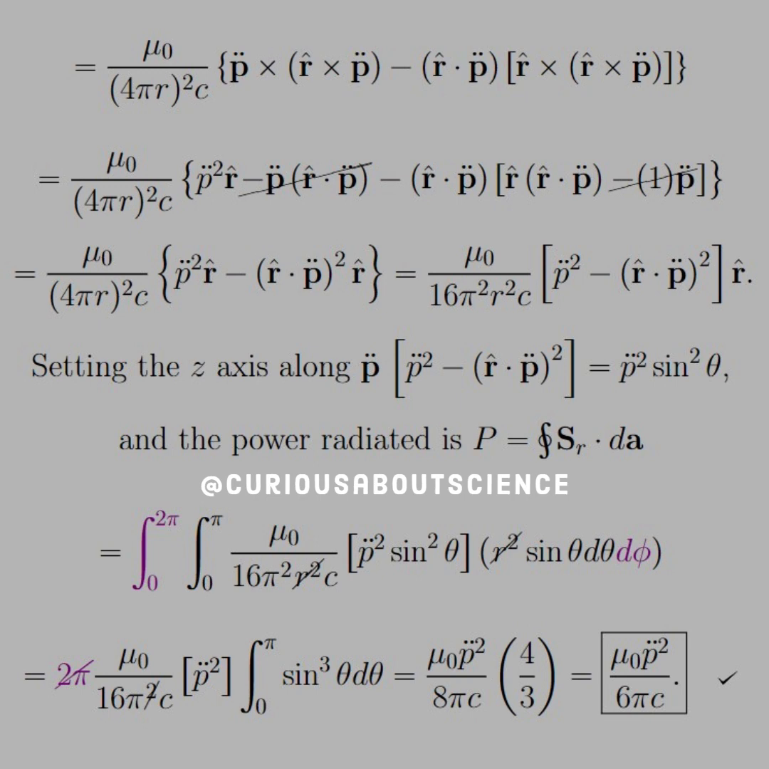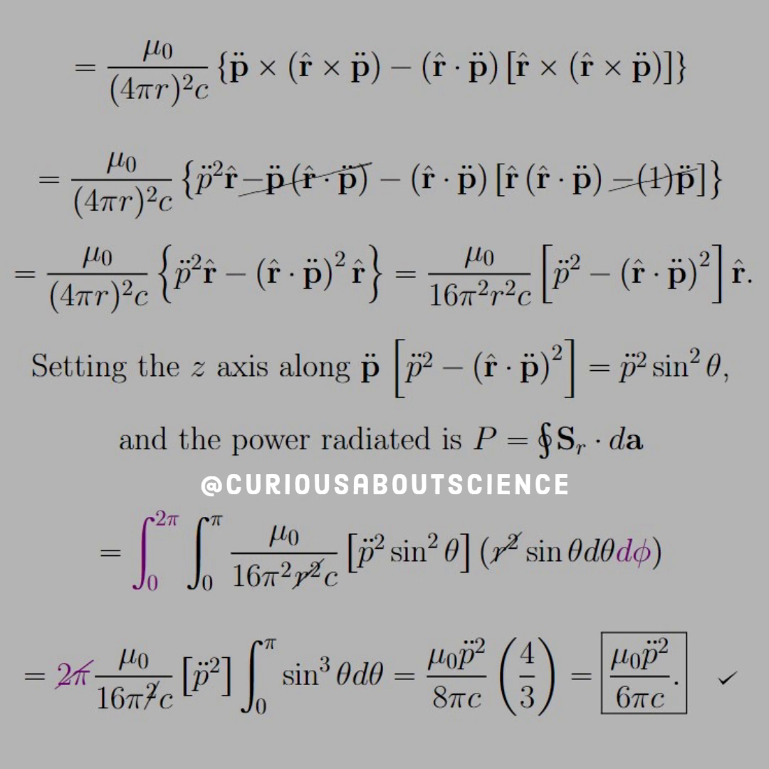So if we set the z-axis along p double dot, we see that the square brackets turn to a p double dot squared sine squared theta. The reason why is because that dot product gives us a p double dot squared cosine squared theta. So if we factor out the p double dot squared, then we're left with 1 minus cosine squared theta from the dot product, and then that 1 minus cosine squared gives us the sine squared. We used a similar tactic like this a couple questions ago.